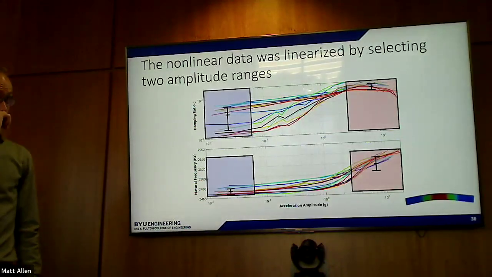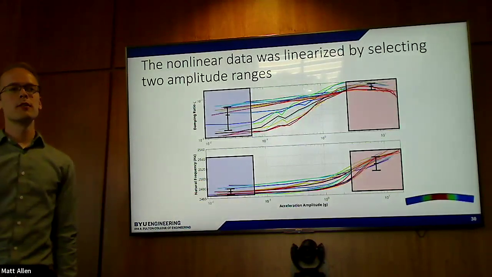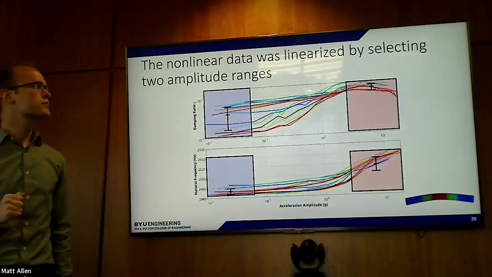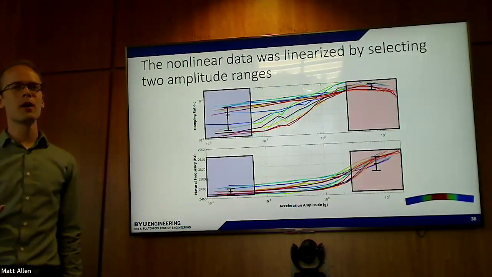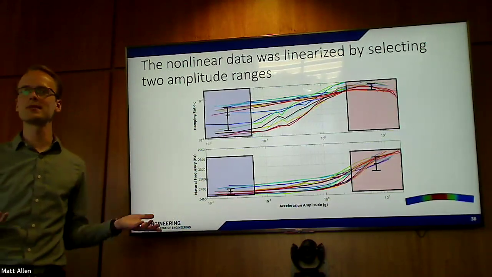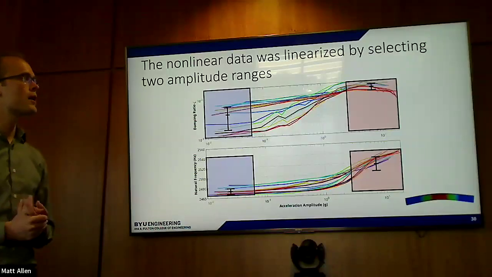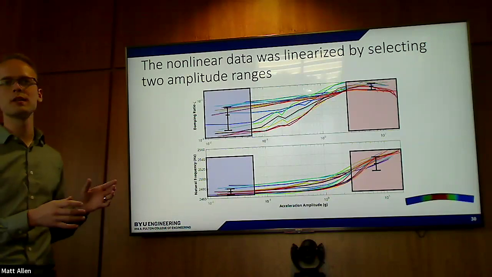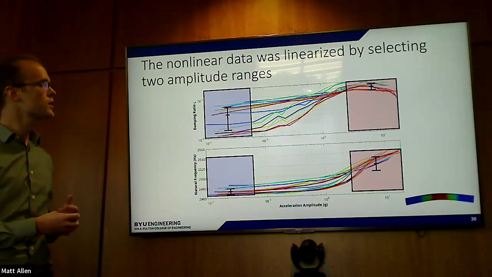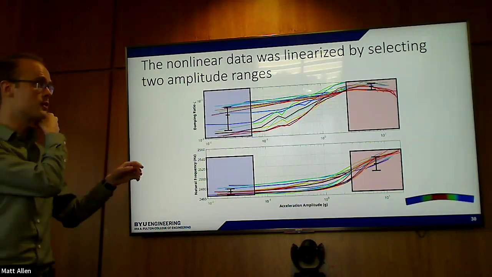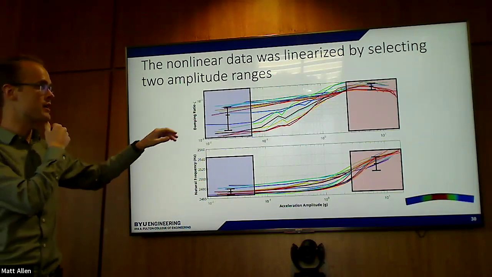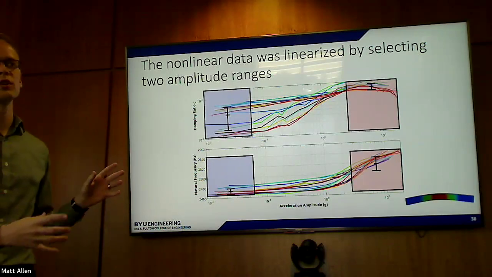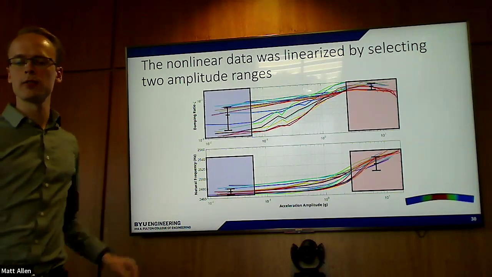So this is a linear model, so we get out a single number for damping and natural frequency. So how do we use a linear model to talk about a nonlinear system? The way we approached that was to linearize about a given amplitude range for comparison between experiment and model. So at low and high amplitude ranges, we take the mean and standard deviation across the data in that range for damping ratio and for natural frequency.